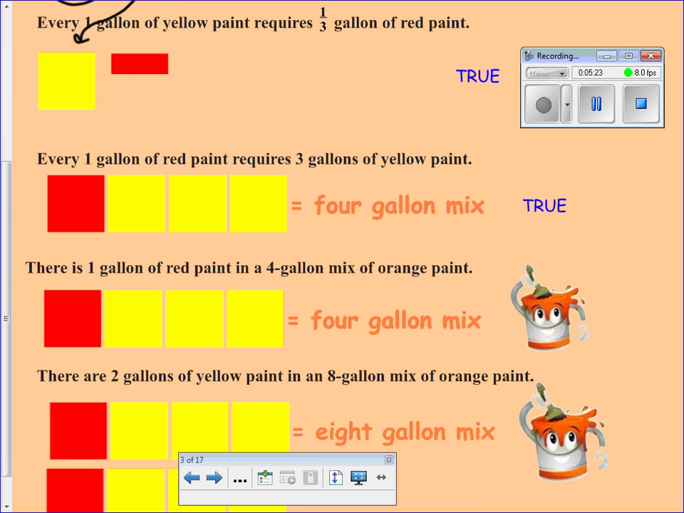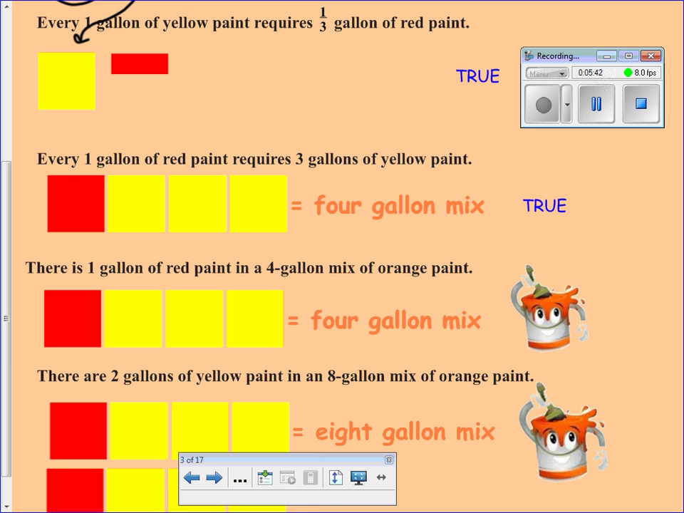There is 1 gallon of red paint and a 4-gallon mix of orange paint. Is that true or false? Look at your paint chips in front of you. There's 1 gallon of red in this big 4-gallon mix of orange. Ready, set, vote.